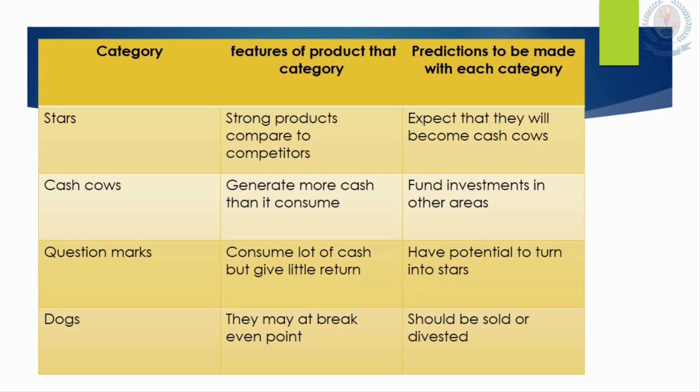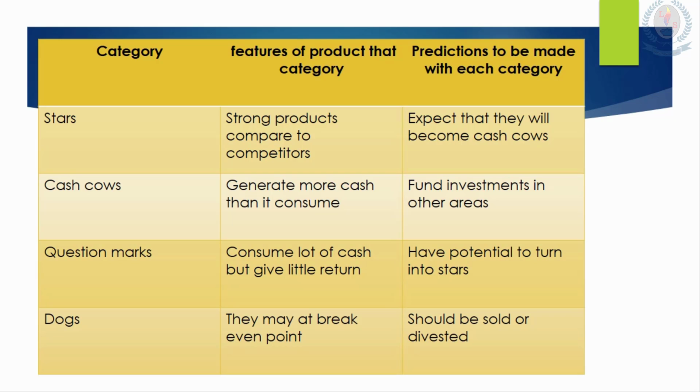Okay, now look at this table. In the first column, you can identify the category name. It means whether it is star category, cash cow, question mark or dog. In the next column, we are going to discuss the features of that product category. And in the last column, we are going to look at the predictions we can make for each category.